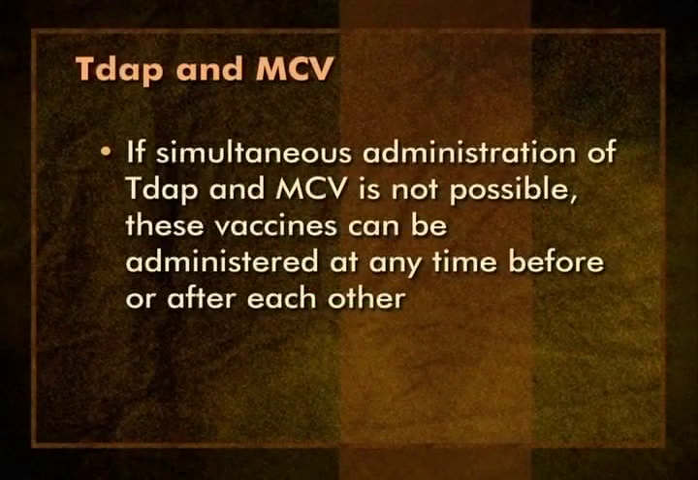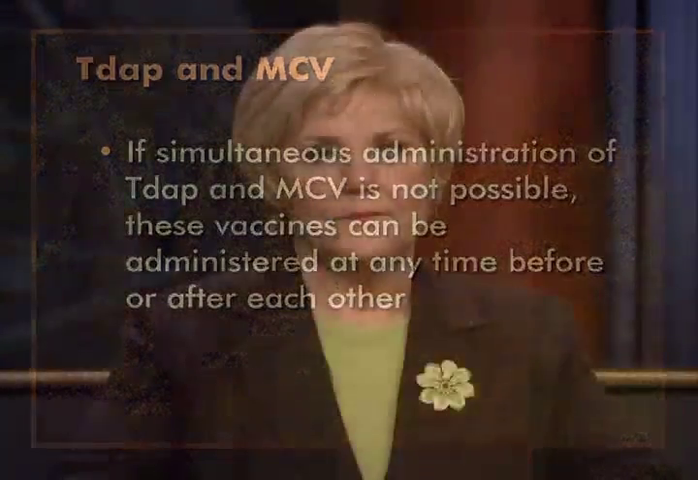Simultaneous administration of MCV and Tdap is preferred but not always possible due to vaccine supply or other factors. The ACIP recommends that if simultaneous administration of Tdap and MCV is not possible, these vaccines can be administered at any time before or after each other. There is no absolute minimum interval recommended between these two important vaccines. Obviously, this issue will continue to be studied.